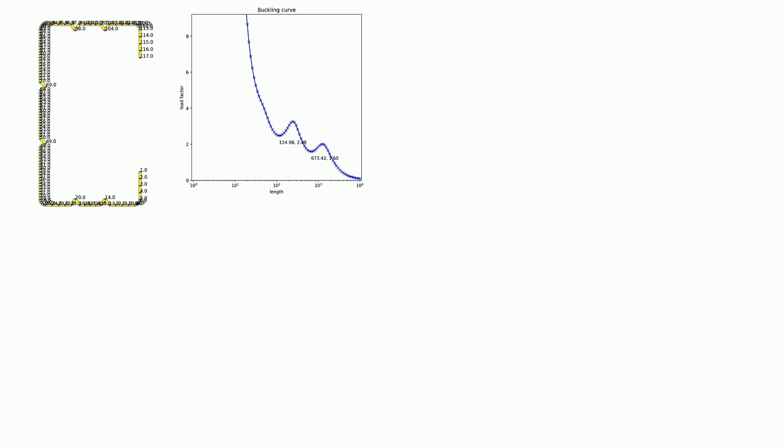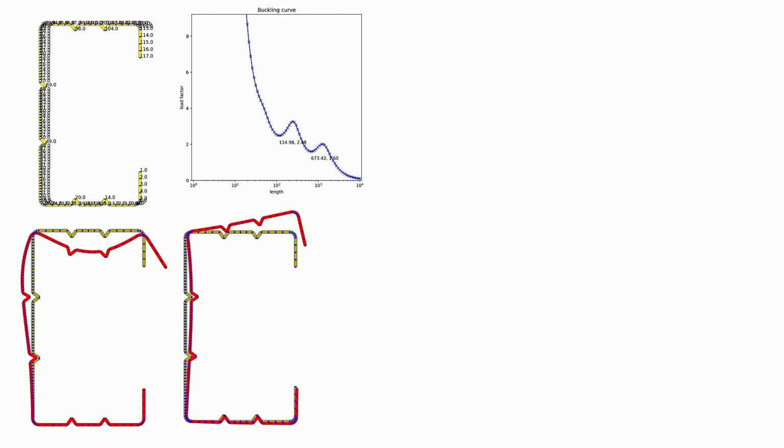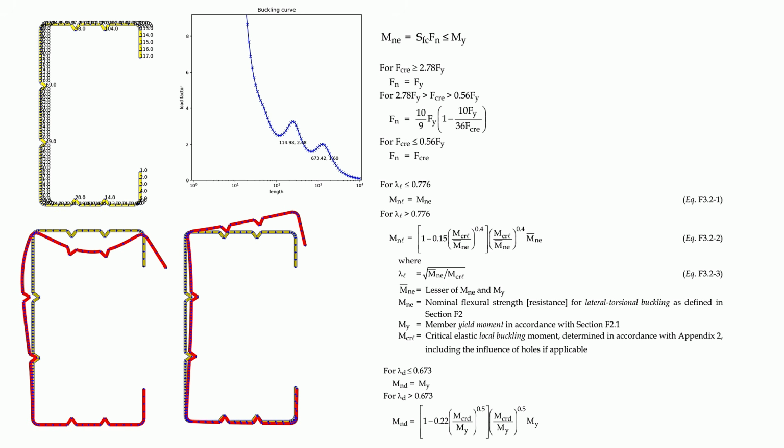So the practical workflow is often: get the section geometry, run the elastic buckling analysis, identify the local, distortional, and global modes, and feed those values into the DSM strength equations. That is the real workflow.